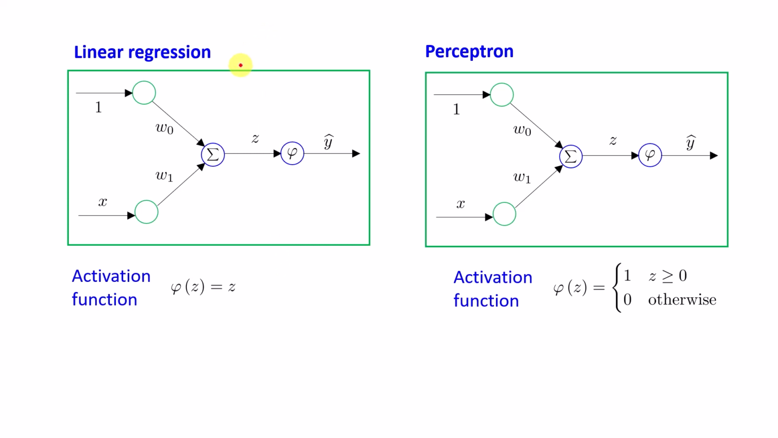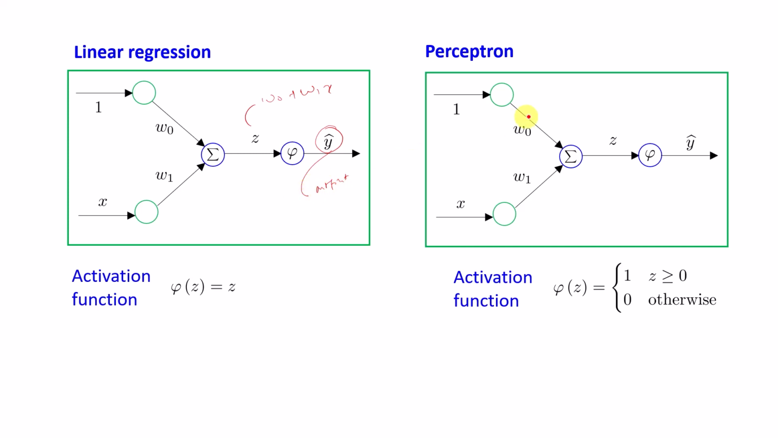For example, simple linear regression, so to say. Here the input is 1 and x, then 1 is multiplied with w0, x is multiplied with w1. We sum them up together, we get this z, which is w0 plus w1x. I pass this z through an activation function, this phi, and in this case phi of z doesn't do anything, it just spits out the same value. I get my output, that is y hat.